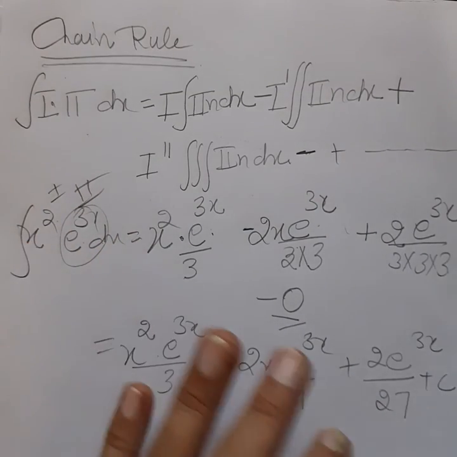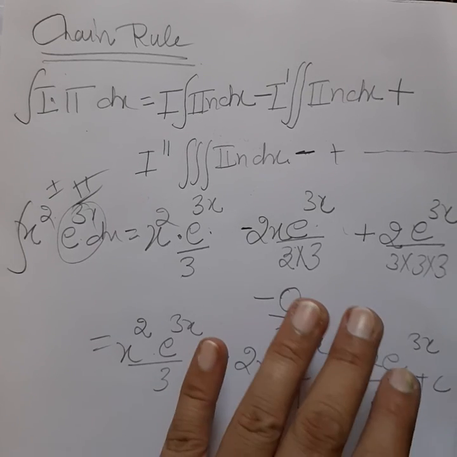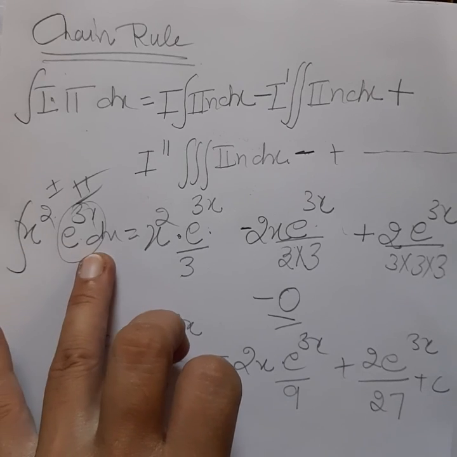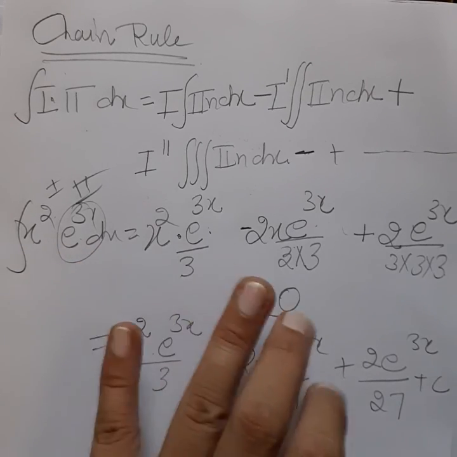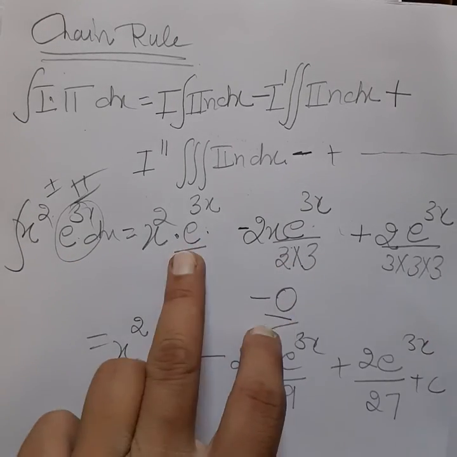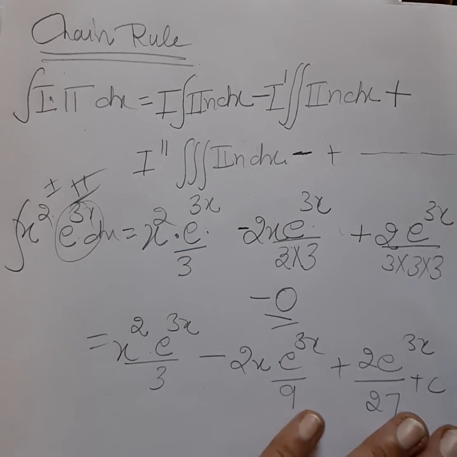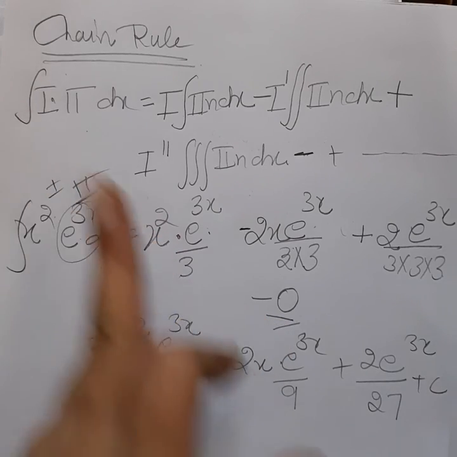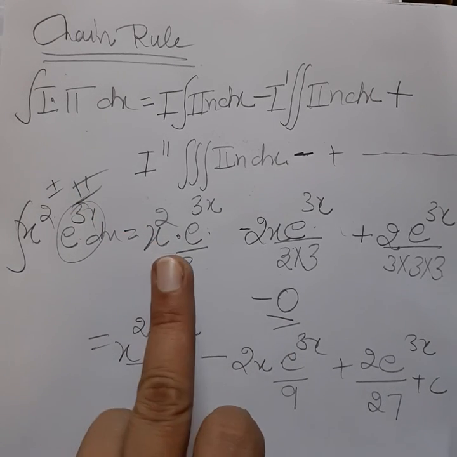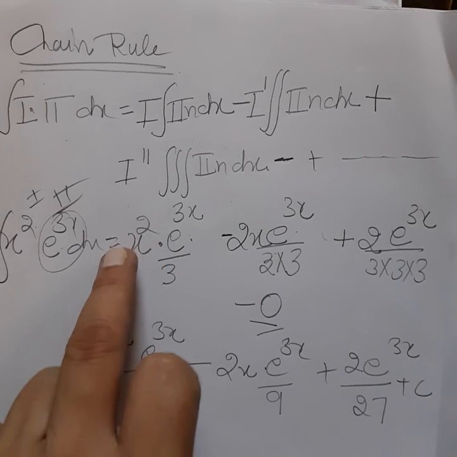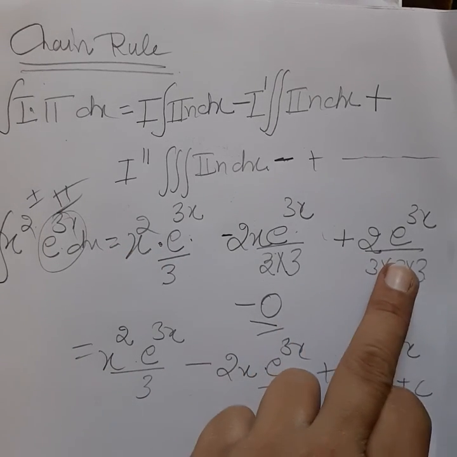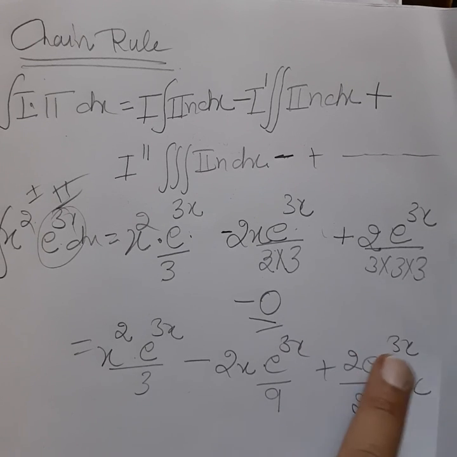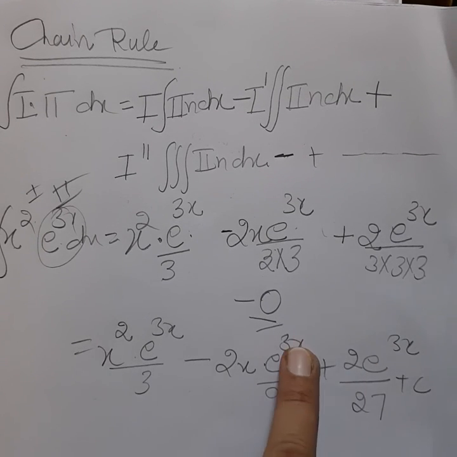Okay, but there is one important thing: if the two functions have endless derivatives and integrations, like e and a trigonometrical function, then you need not apply this method. This method is applied only to those algebraic questions whose derivatives finish after some steps. Okay, so this is the main difference between the chain rule and by parts.